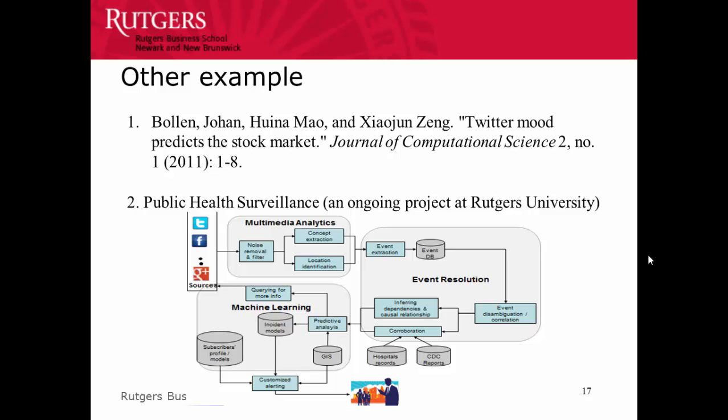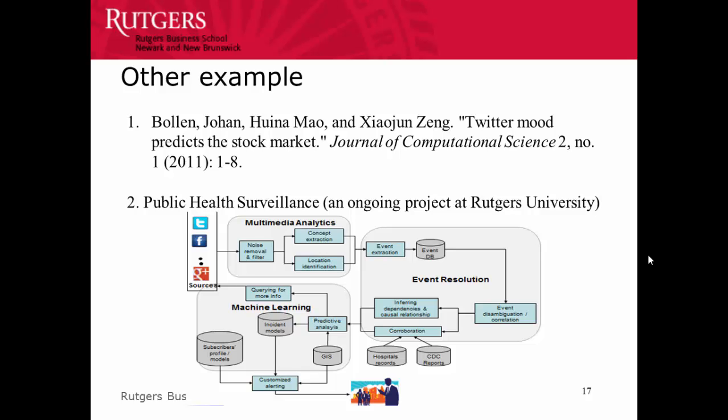And after this, they will conduct noise removal and filtering. And notice that for Twitter, they not only extract the tweet information, but they also extract the geographic location. After the preprocessing, they store the content of the tweets and the geographic location in an event database.